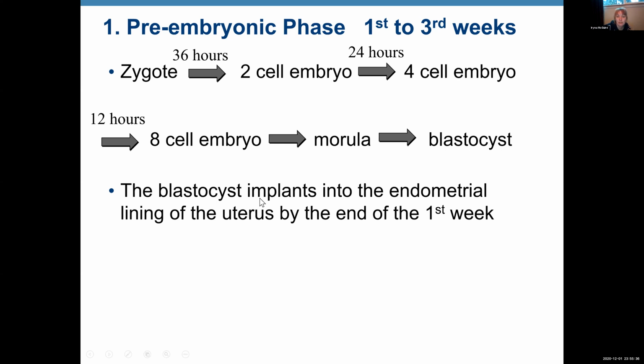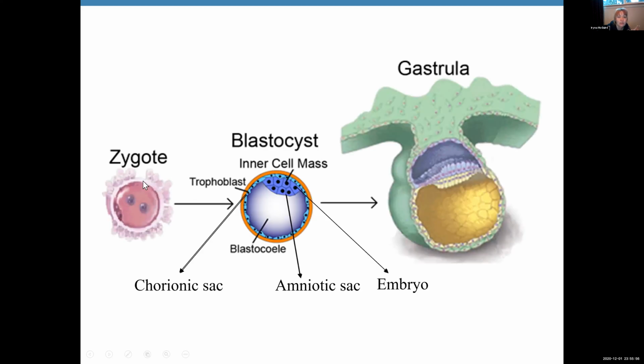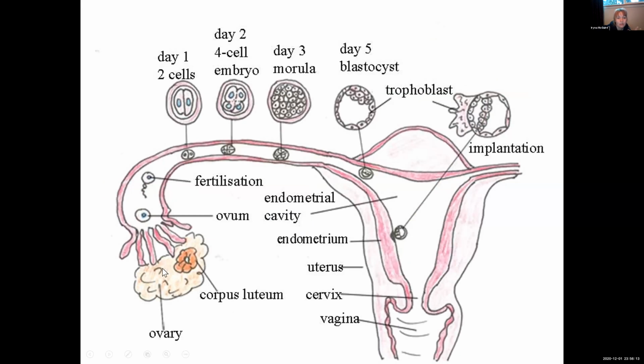right? The blastocyst implants into endometrial lining of the uterus by the end of the first week. So that takes 1 week, right? So when we have blastocyst, and after 1 week, blastocyst already implants itself in the wall of the uterus. Right, so here we have zygote. They didn't show the morula here, but here we have blastocyst, and then blastocyst implants itself. Right, so over here, ovary, ovulation, corpus luteum, fertilization, and then day 1, 2-cell embryo. Here you can see morula, blastocyst, and that we called trophoblast, and then we have implantation.